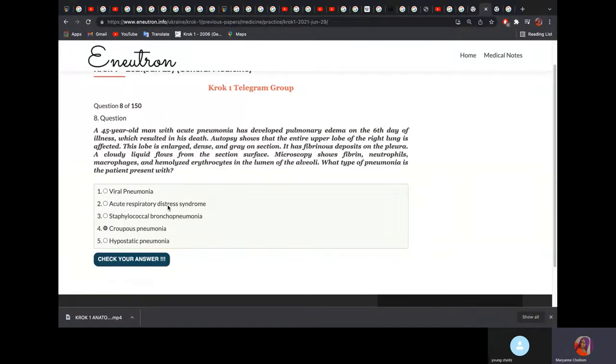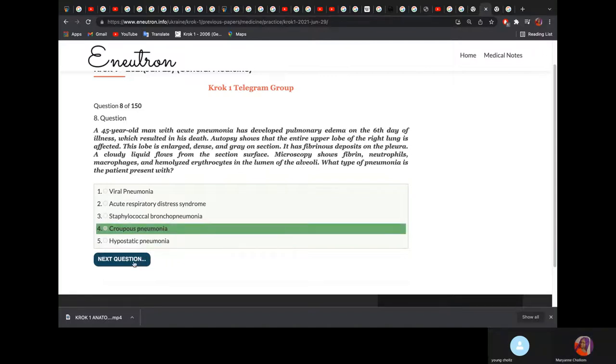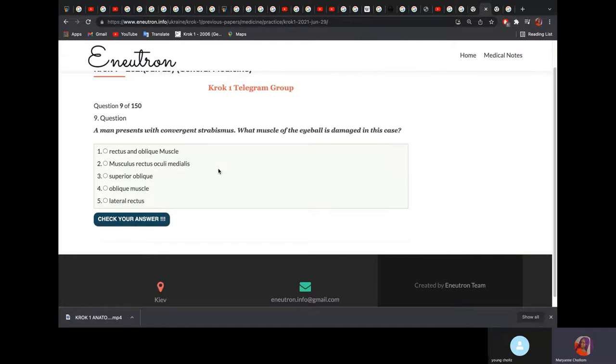Acute respiratory distress syndrome is due to surfactant deficiency. Viral pneumonia will not be in one lobe. Viral pneumonia will be everywhere in the lung, and I don't think there will be pus too, so there won't be exudate.